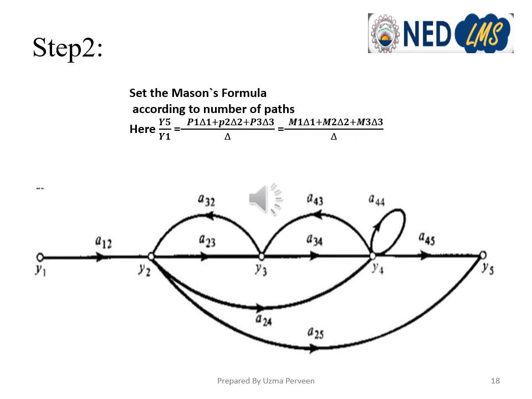As soon as we have counted the number of forward paths, we set up the formula. Because we have 3 forward paths in the signal flow graph, our formula becomes y5 upon y1 equals P1 Del 1 plus P2 Del 2 plus P3 Del 3 upon Del. Sometimes we may write it as M1 Del 1 plus M2 Del 2 plus M3 Del 3 upon Del. So we have already calculated M1, M2 and M3. Now we have to calculate Del, and then Del 1, Del 2 and Del 3.